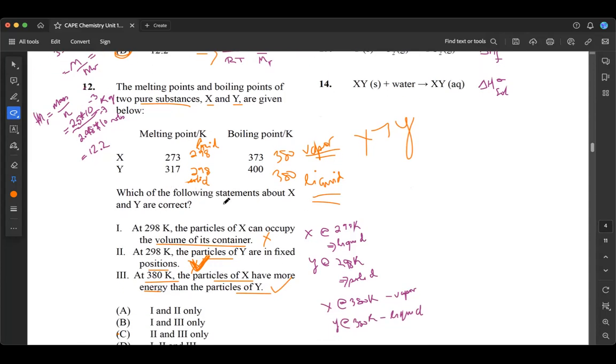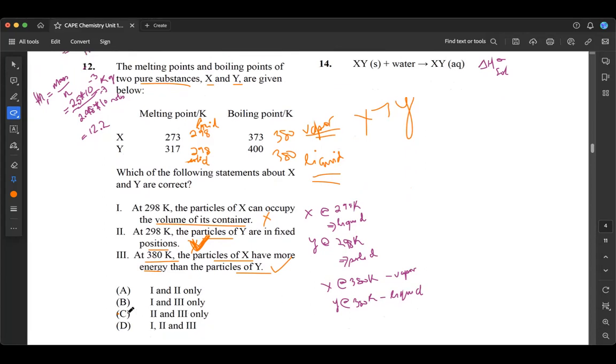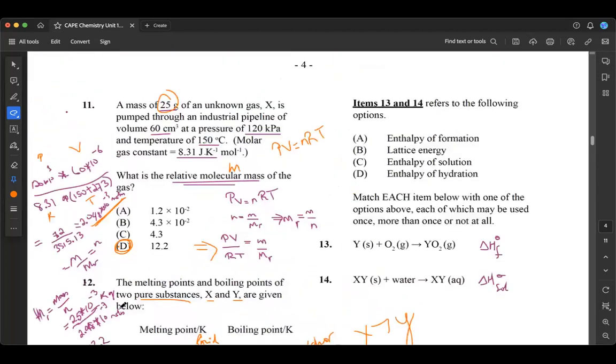So which of the following statements are correct? One is not correct, so it's just going to be 2 and 3. So 2 and 3 is C. Our answer for 12 is C. This is just testing your knowledge of states of matter, and whether you know the definitions of the melting point and the boiling point. So the answer here is C for 12, and we are moving along to 13 now.